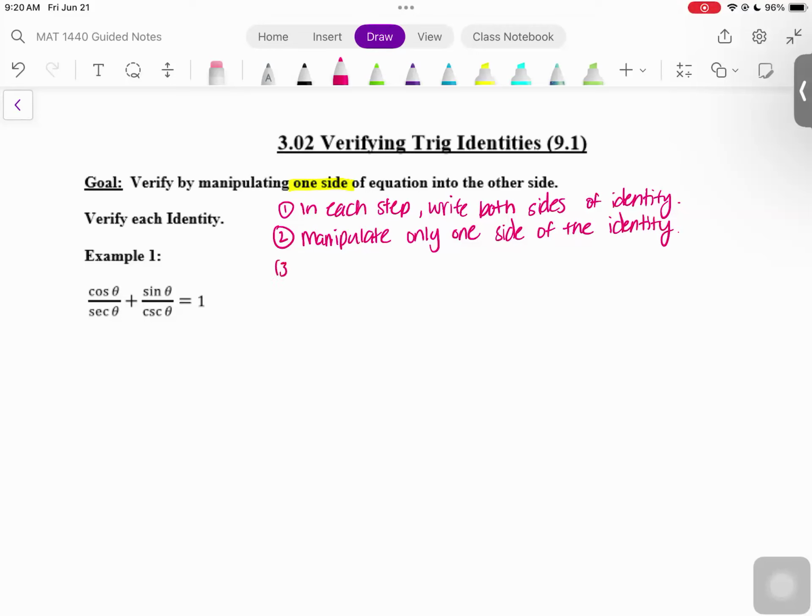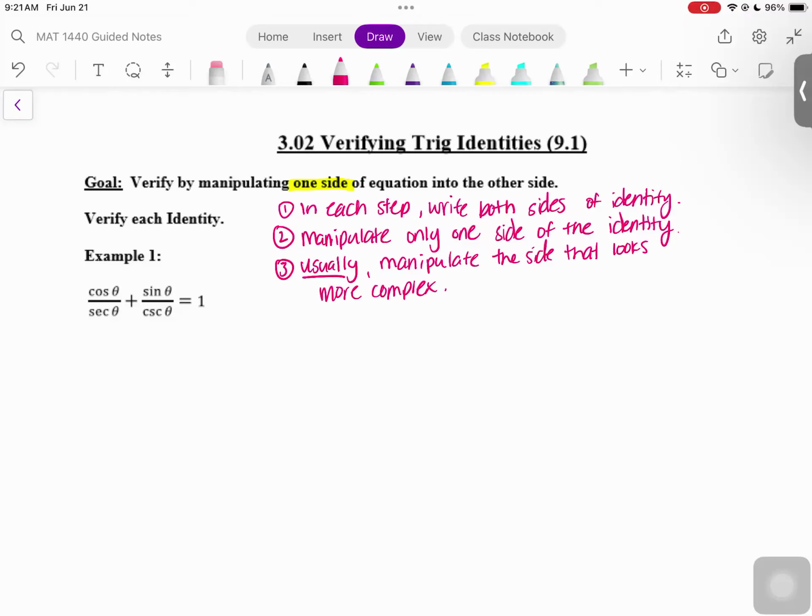Now, this last step, I'm going to start with the word usually. Usually is very subjective. It doesn't mean that it's always this way, but it is a good place to start. So usually, you want to manipulate the side that looks more complex. So these are three things we want to be thinking about as we approach the problems that require us to verify identities.